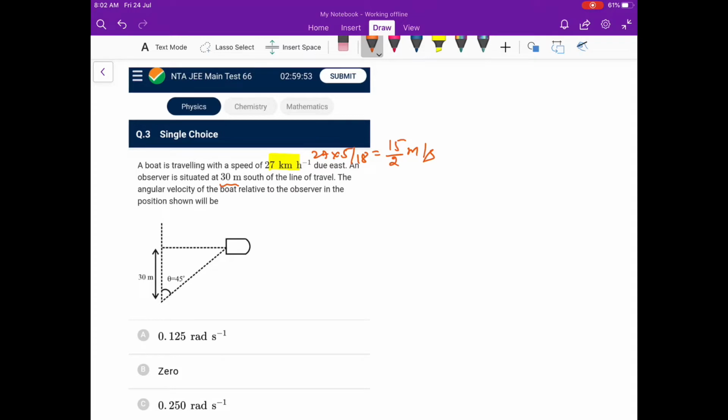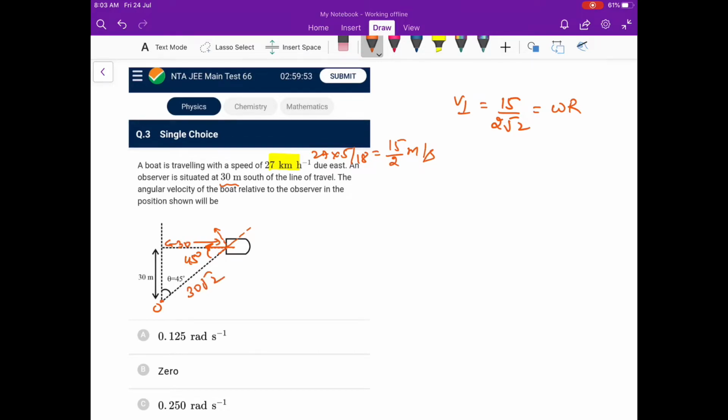The angular velocity of the boat relative to the observer in the position shown is, so simply this is the observer, this is the velocity, so we need to take the component which is perpendicular to the line joining. So this angle is 45, so no issue. So the component perpendicular would be again v by root 2 only, that is 15 by 2 root 2 you can write. So that would be equal to omega into r. And what is r? This angle is 45, this angle will be 30, this is also 30, so this is 30 root 2.